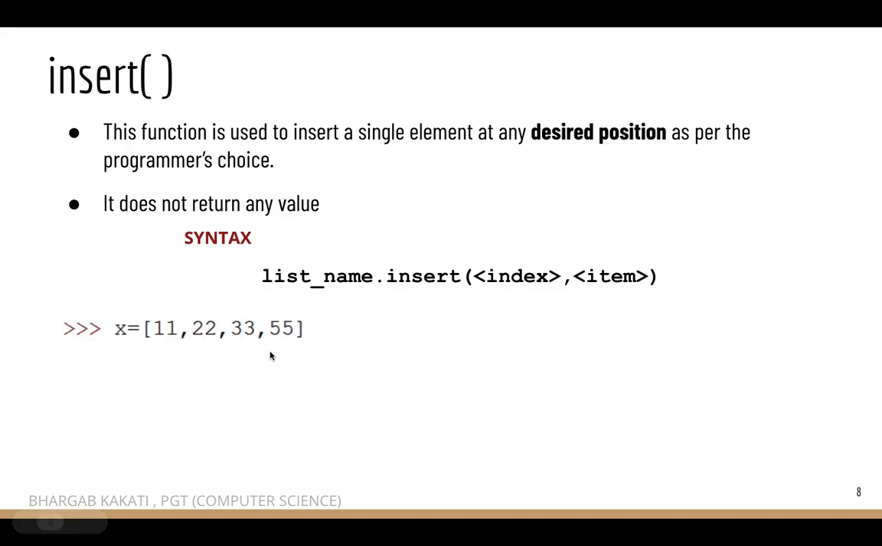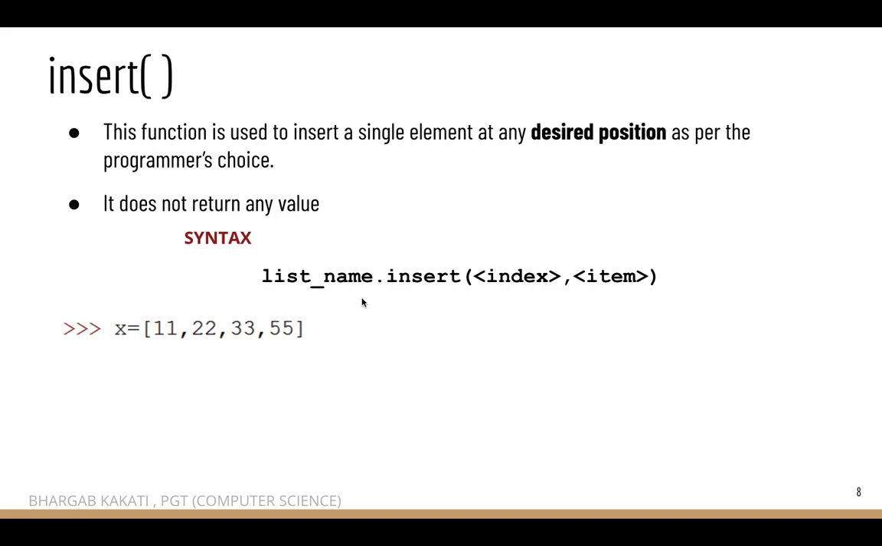So if I have a list X with the elements as 11, 22, 33 and 55. Now let's say at the index 3, meaning 11 has the index 0, 22 has the index 1, 33 has the index 2, and after that 55 has the index 3. But at this position I want to add a new element, let's say 44. Now how will I write it?